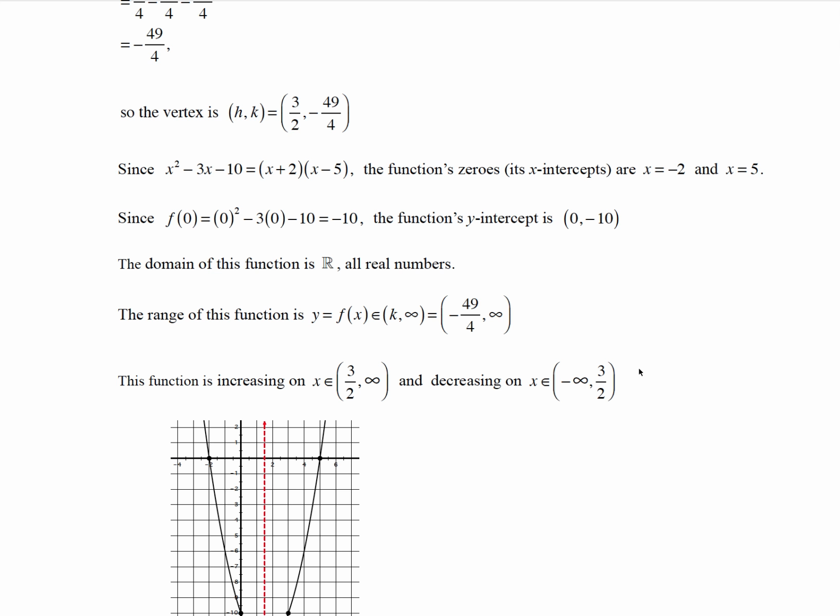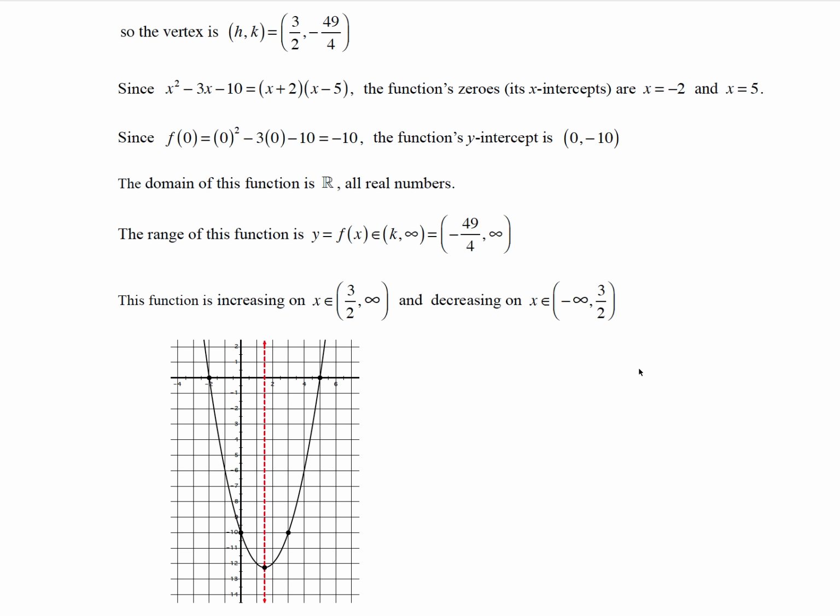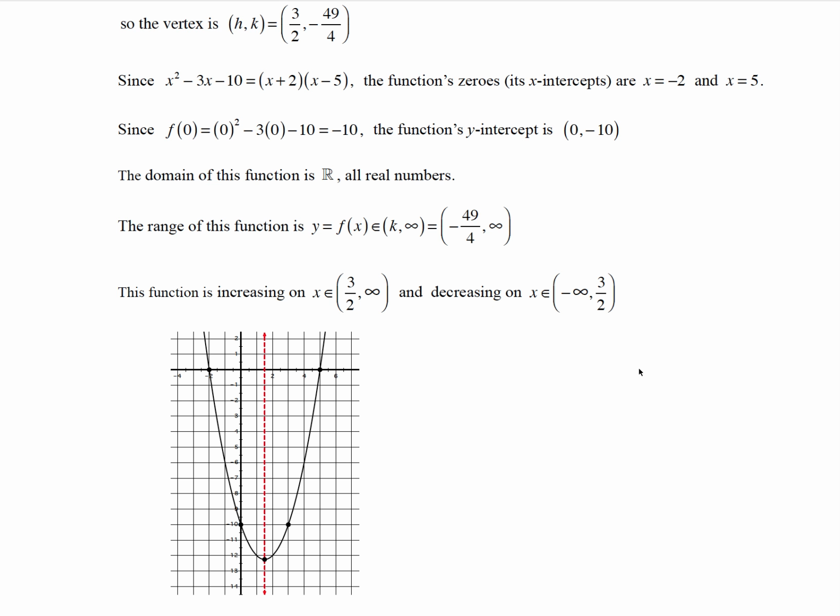The domain, which I think was requested in the function, is all real numbers. Always all real numbers for any polynomial, and a quadratic function is a polynomial. Alright, and so here's the vertex, 3 halves for x, negative 49 fourths, which is negative 12.25.